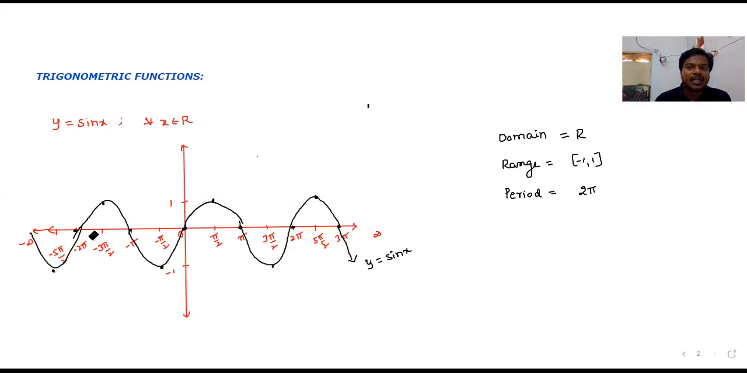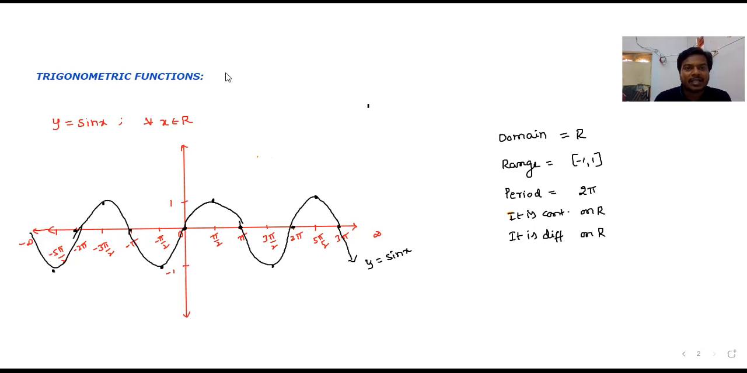Okay. And clearly it is a continuous function. No gaps, right? Therefore, I can write it is continuous on R. No sharp edges. Therefore, it is also differentiable on R. No jumps and no gaps, no sharp edges, right? Therefore, it is also differentiable on the real line.